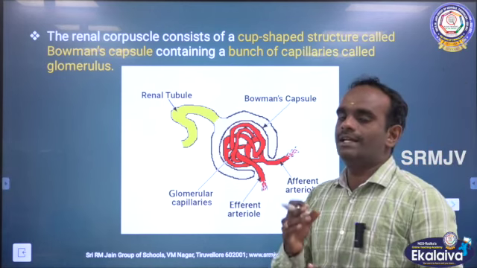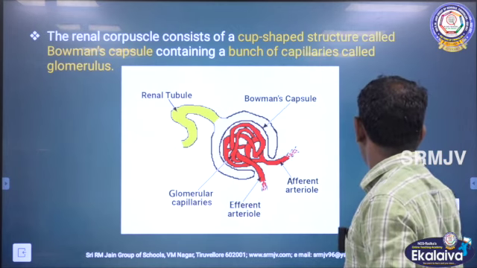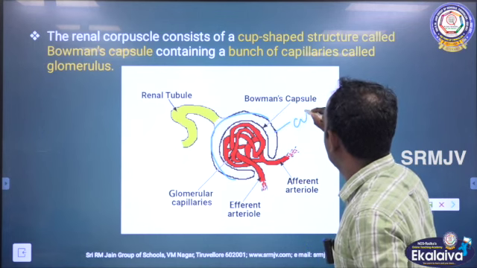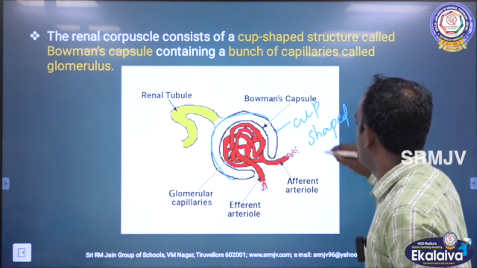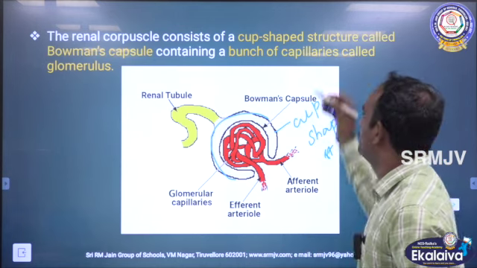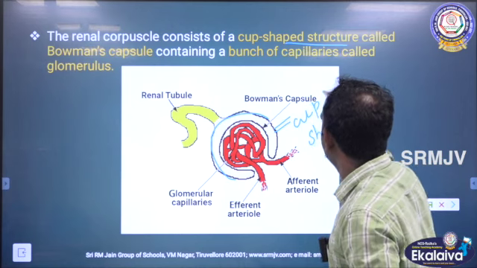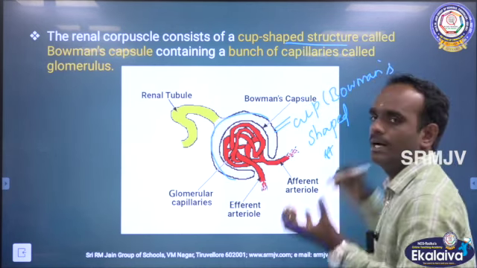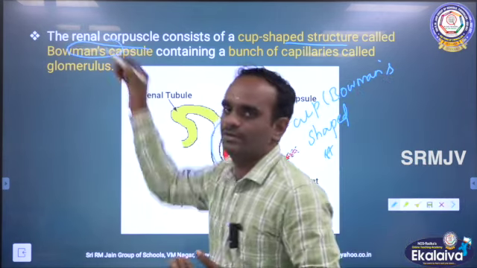See here. The renal capsule or Malpighian capsule is a cup-shaped structure. See the structure here, children. This is cup-shaped. So this is the renal capsule or Malpighian capsule. It is a cup-shaped structure called Bowman's capsule. The cup-shaped structure of renal capsule is called Bowman's capsule.